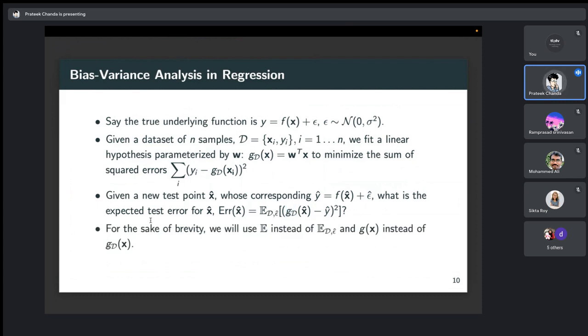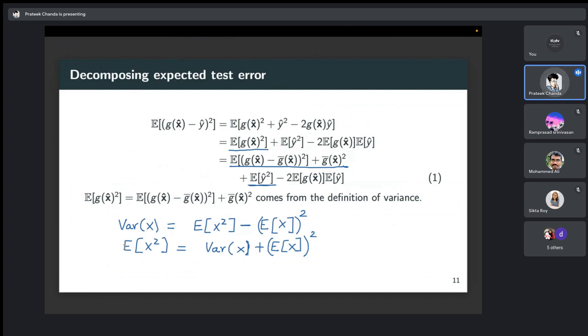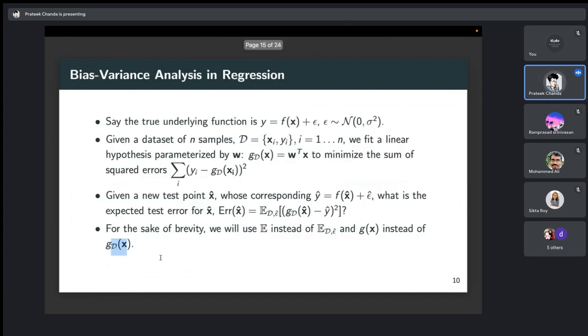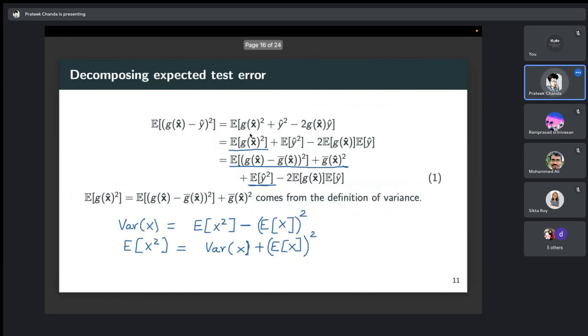For the sake of brevity, we will use just an expectation E instead of this complicated notation here, and we use g of x only instead of g_D(x). What we wanted to find out is this expected test error. We wanted to decompose this to find out some insights. So what we do is we take the expectation of (g of x hat minus y hat) whole squared.